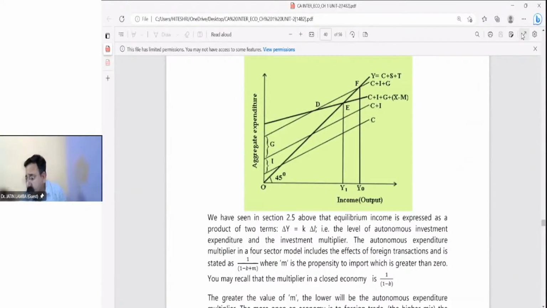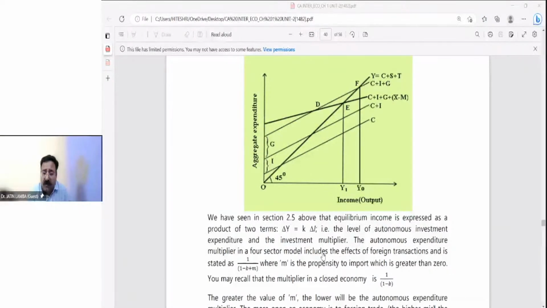Sir, why is the four sector equilibrium lower than the three sector model? Because in the three sector model, you can see, here C plus I plus G. All these become C plus I plus G. But in the four sector model, you are taking C plus I plus G plus net export. In net export, what is happening is that import is a part with a minus sign. You saw the import function just now. I will explain on the graph on the whiteboard.